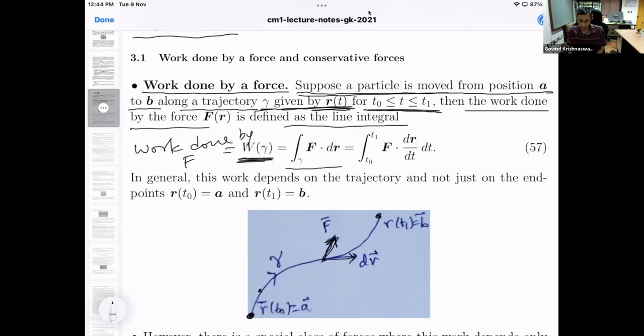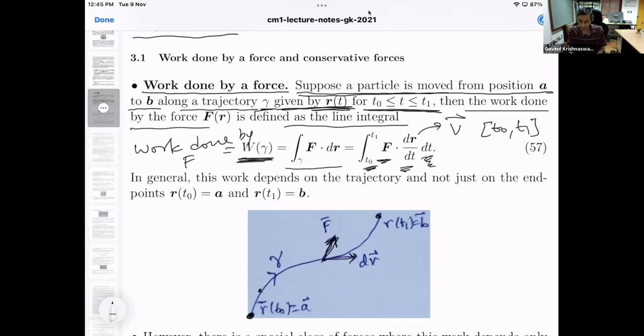I can write this more explicitly as an integral over time, which is the parameter along the curve. So we write it as the integral of F dot dr/dt times dt. Now dr/dt is, of course, the velocity of the body. Then instead of integrating over the curve, we will now integrate over time in the interval t0 to t1. So now the integral is over an interval of the real line, t0 to t1. So this is the work done.